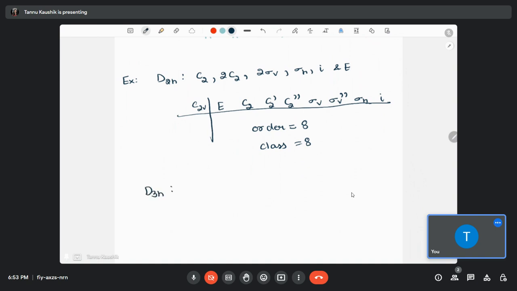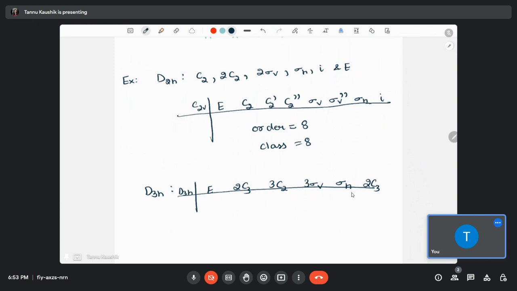And if we take D3h, I'm writing it directly because we have very little time left. So it will have E, 2C3, 3C2, 3 sigma v, sigma h, 2S3.